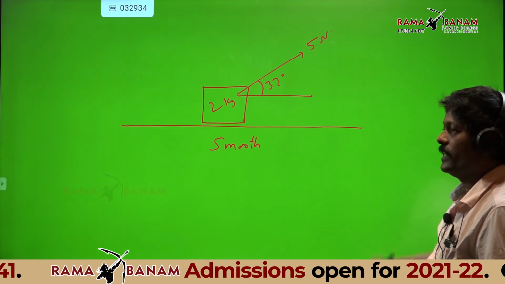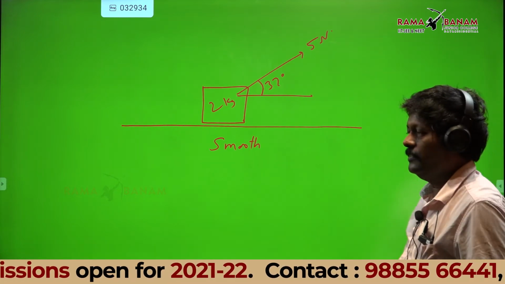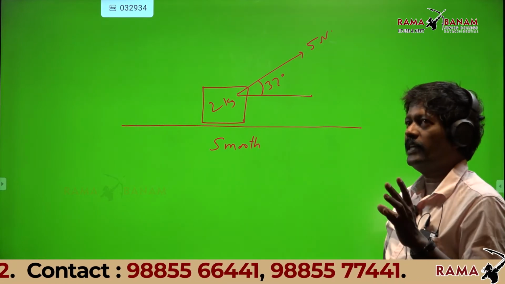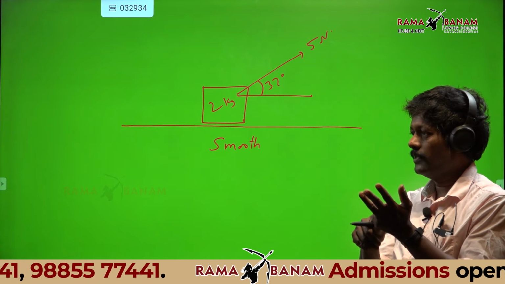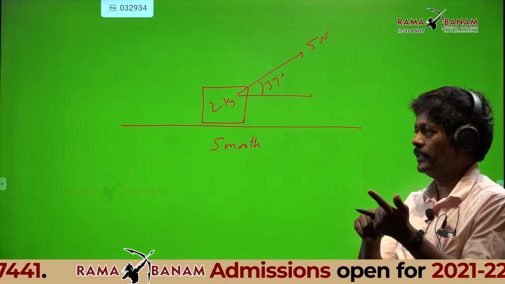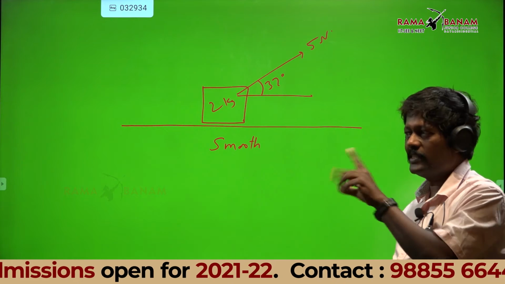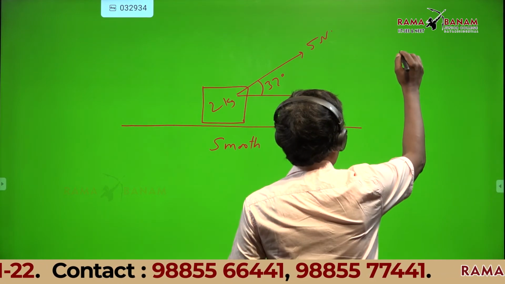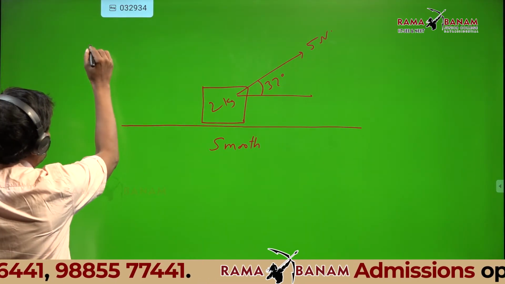Now 5 Newton is acting at an angle of 37 degree. Now in your 10th standard, you know sine, cos, tan values of 0 degree, 30 degree, 45 degree, 60, 90. But 37 you don't know. So 37, yeah, 37 you have to keep in mind. This triangle will be very useful for you.